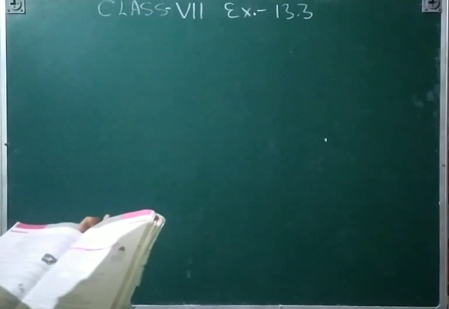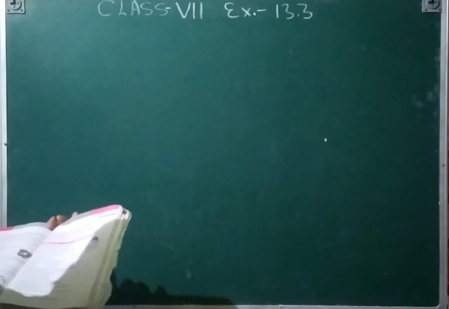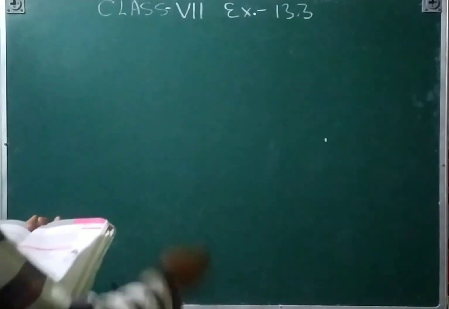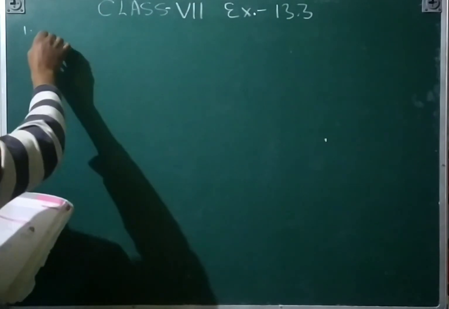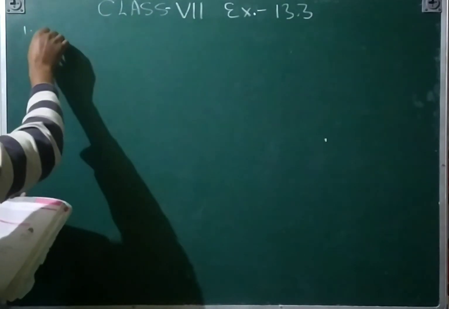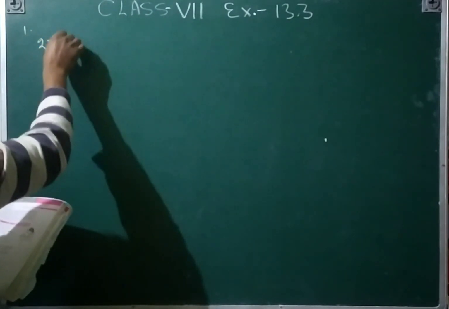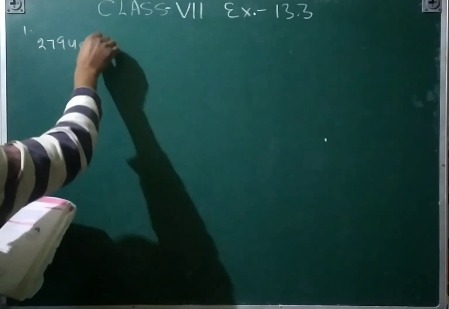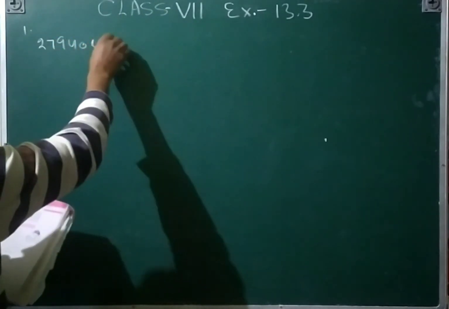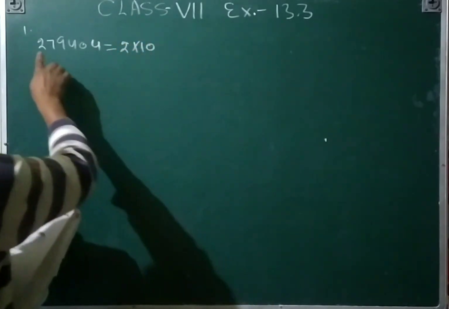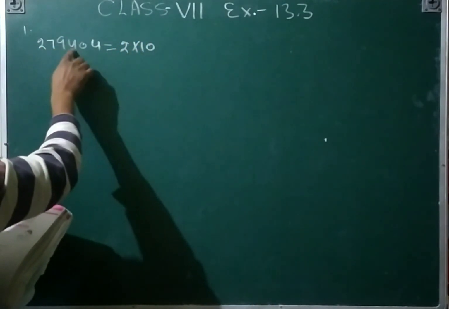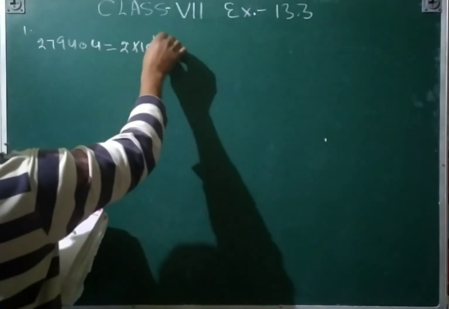Exercise 13.3. Write the following number in expanded form. Expanded form means we will expand this value. That first part is 279404 is equal to 2 into 10, after 2 there are 1, 2, 3, 4 digits, so we will write the power 4.